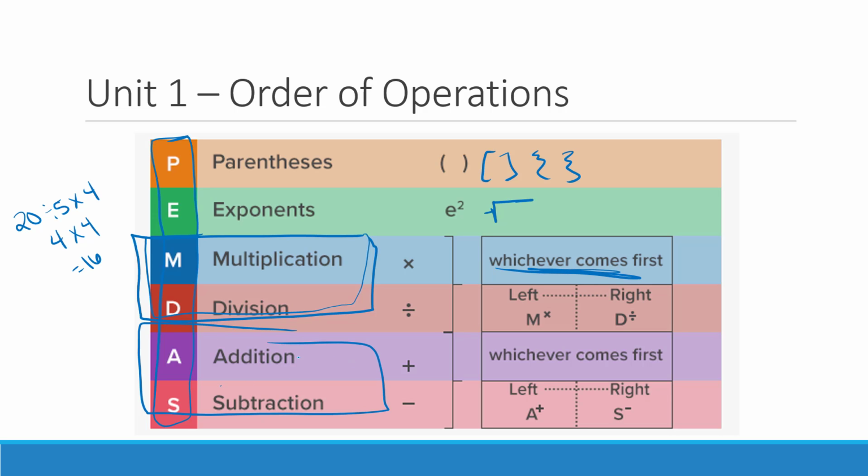It's the same with addition and subtraction. When you see addition and subtraction in a problem, you don't jump over here and add before you subtract. So let me change this problem around. Let's say it had been 20 minus 5 plus 4. Again, addition doesn't necessarily come before subtraction. These two are considered like one operation when it comes to the order of operations. You read it from left to right, and in this case, we would subtract first, and then we would add.